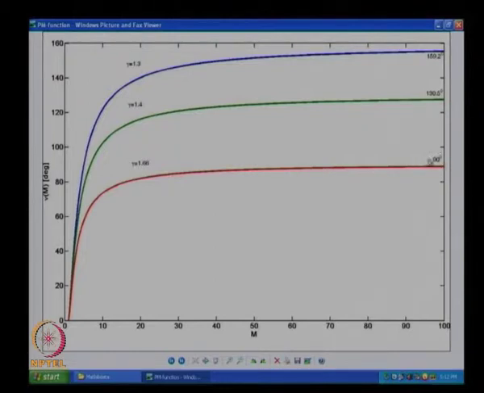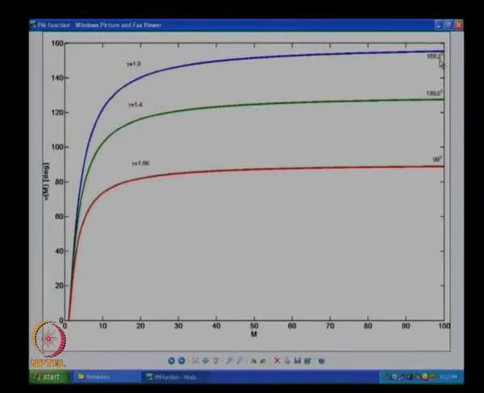These numbers we already deduced last class. We said that for gamma equal to 1.66, it is this value, 90 degrees. We did this in class itself. When we go to gamma equal to 1.4, that goes to a slightly higher value, and for gamma equal to 1.3, it goes to an even higher value.